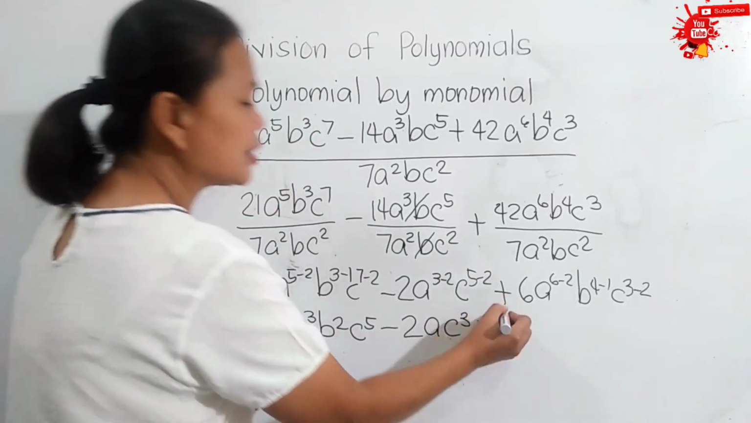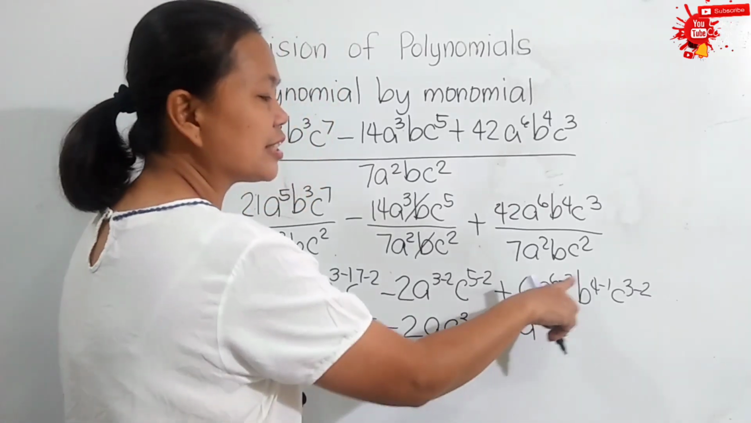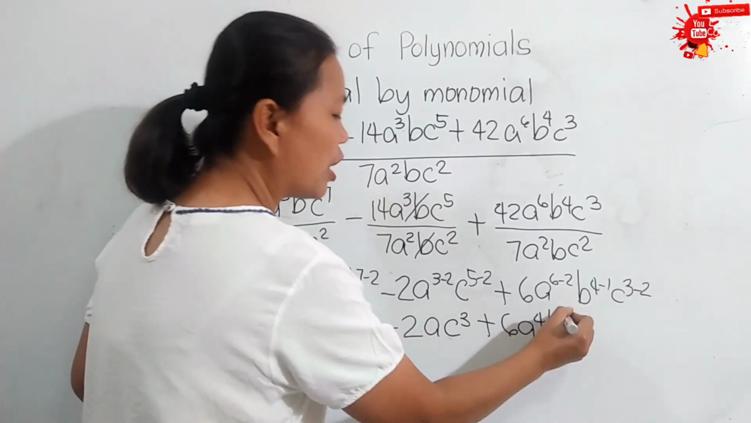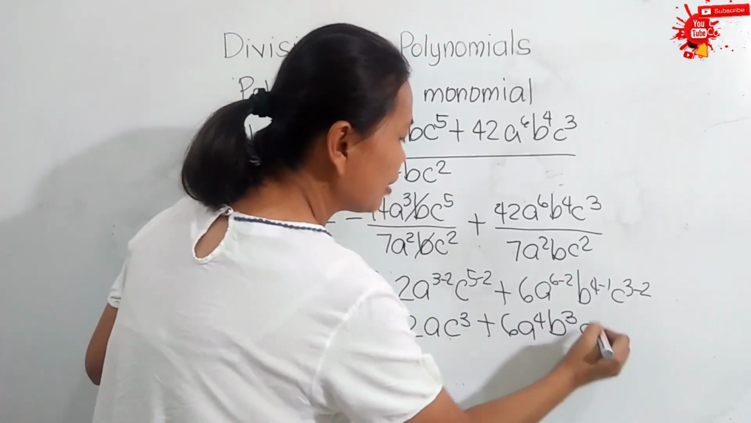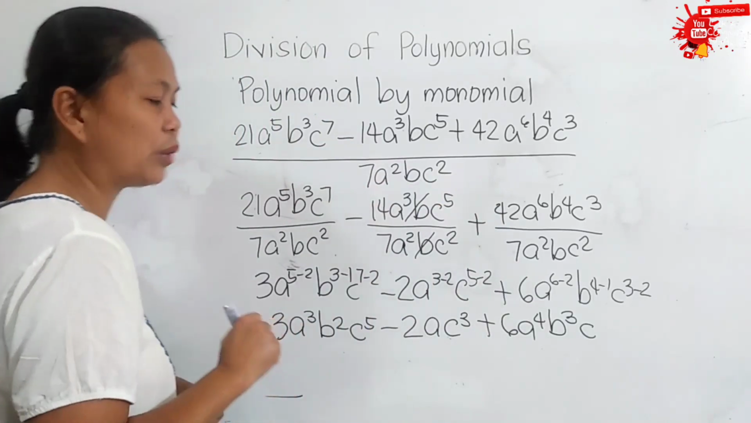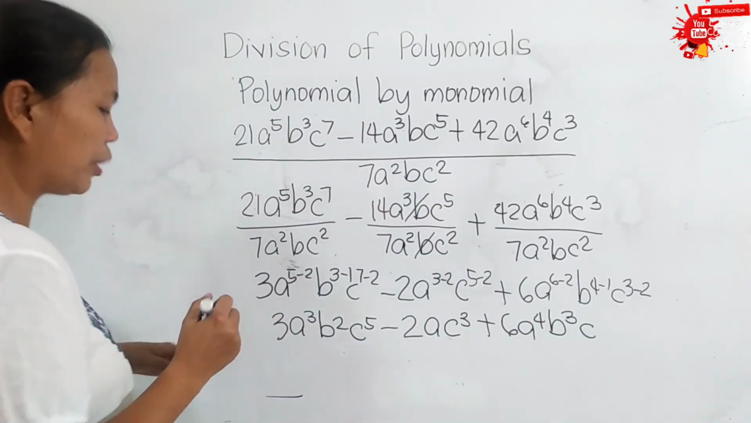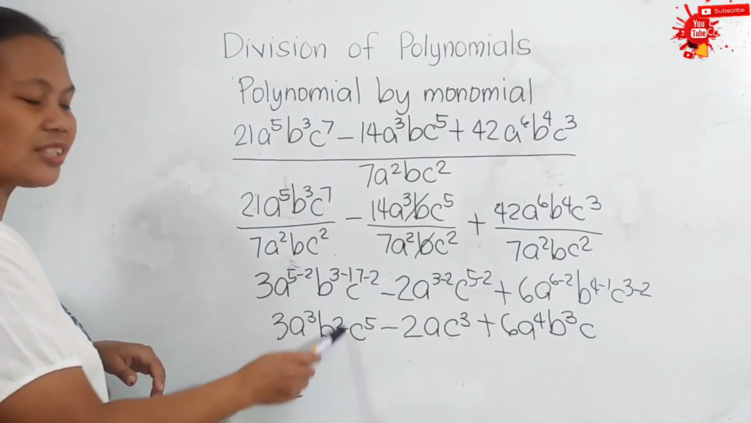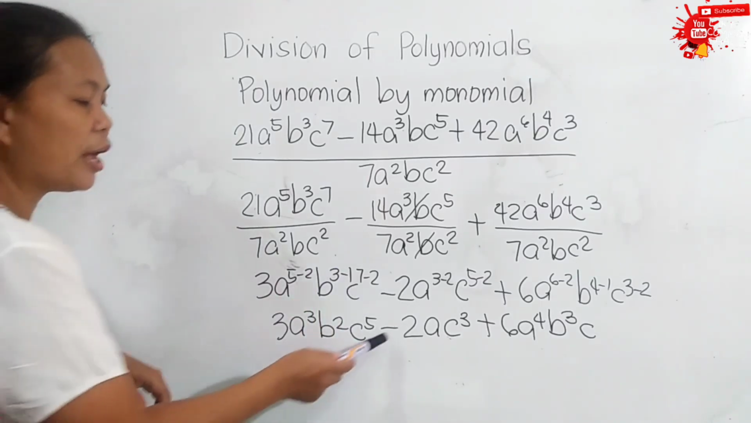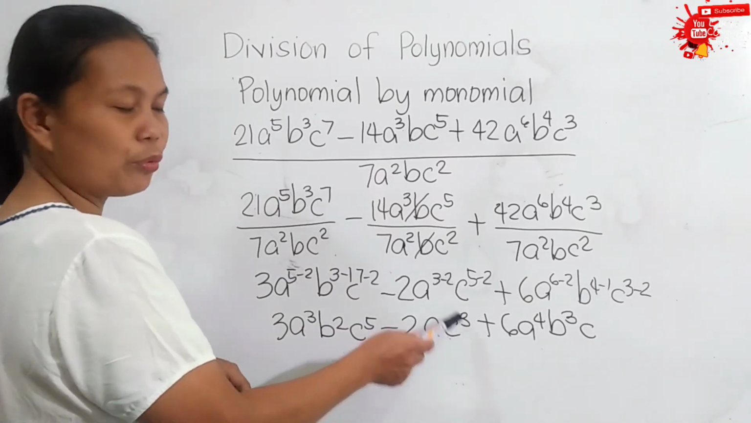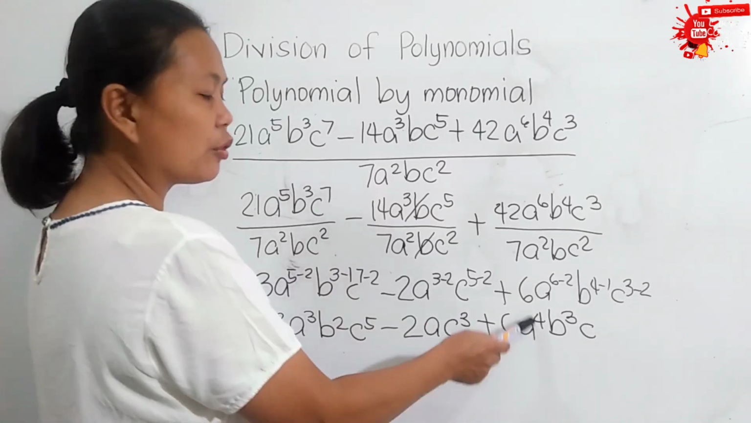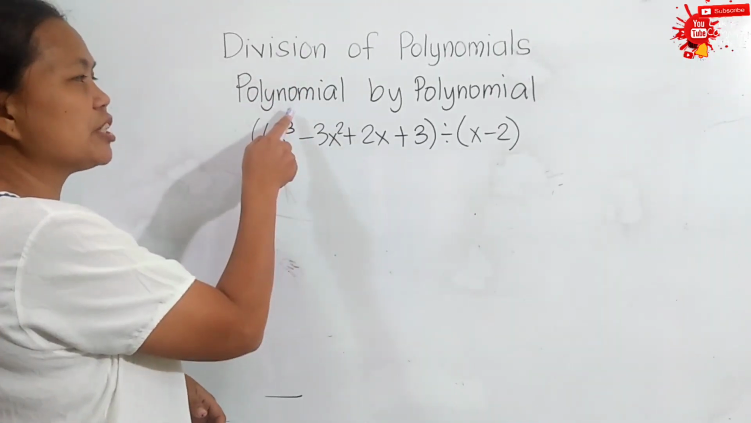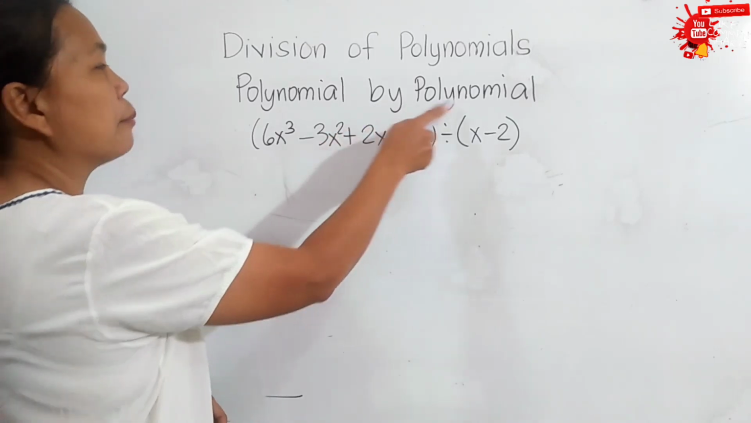Then plus 6a raised to 6 minus 2, which is 4. Then b raised to 4 minus 1, which is 3. Then c raised to 3 minus 2, which is 1. So again, no need to write 1. Okay? So our final answer is 3a cubed b squared c raised to 5 minus 2ac cubed plus 6a to the 4th b cubed c. Let us have the discussion for the division of polynomial by polynomial.